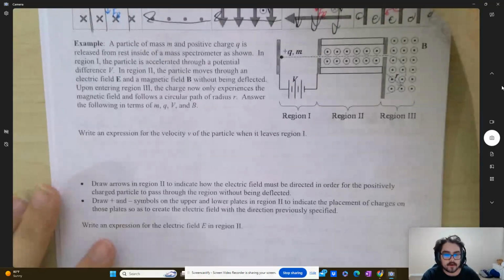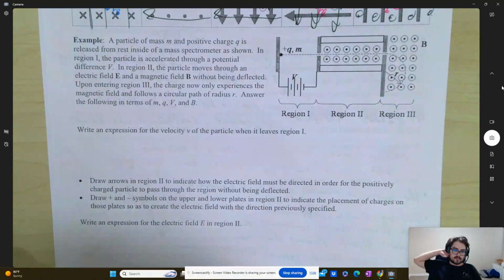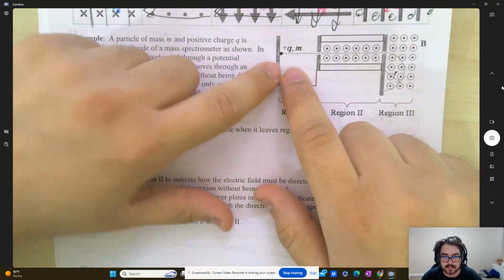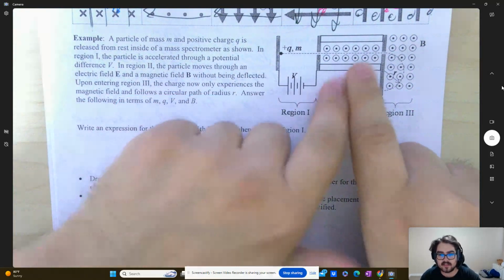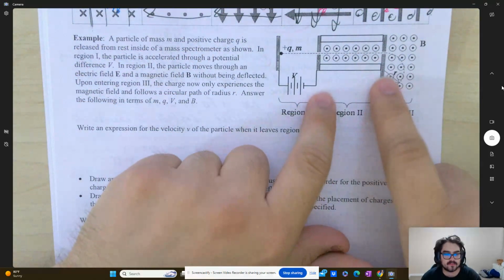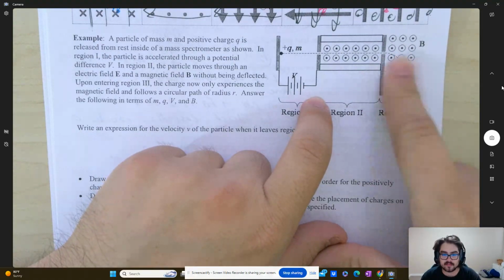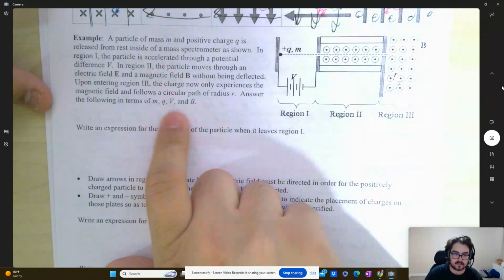Particle of mass m and a positive charge q is released from rest inside of a mass spectrometer as shown in region one. So this is the plates where it's being accelerated. Then it's going to go into here. This right here, region two, should be the velocity selector, and then three is where it's going to make the radius to give us that. We're answering everything in terms of m, q, v, and b.